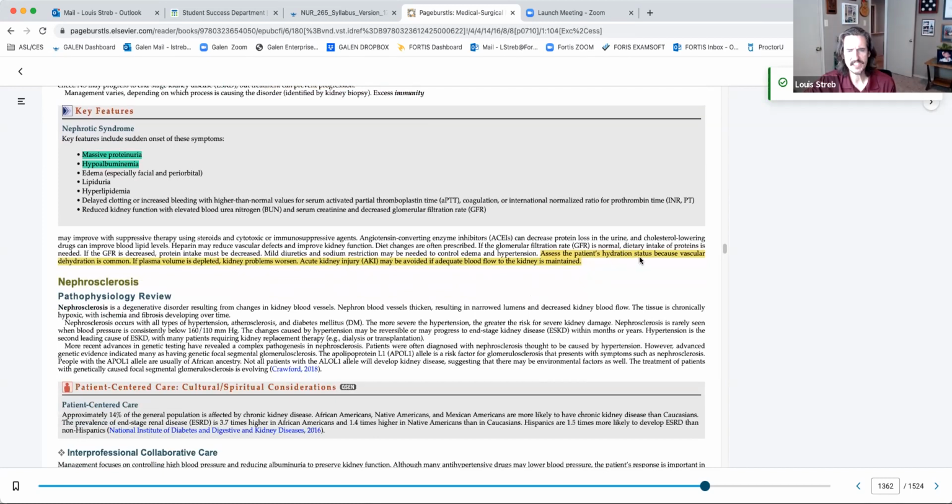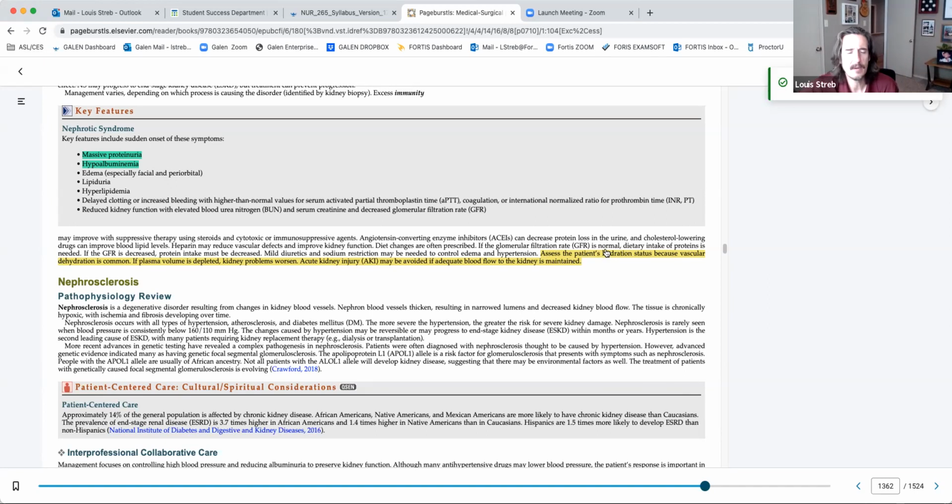Assess the patient's hydration status, because why? Vascular dehydration is very common. If plasma volume is depleted too low, we know that the kidneys are going to go into acute kidney failure. That's what happens. That's all acute kidney injury is. We have to avoid that, and it can be avoided if we have adequate blood flow.